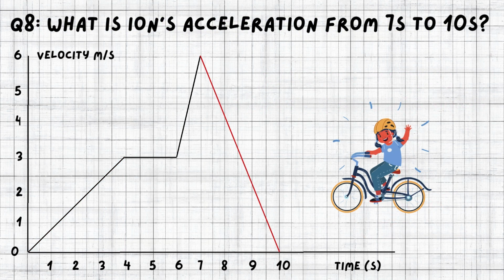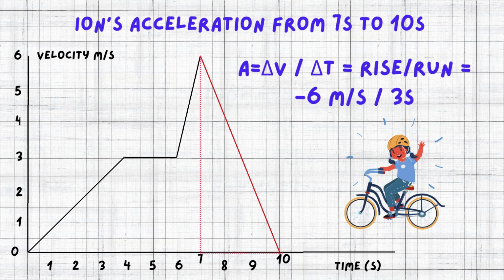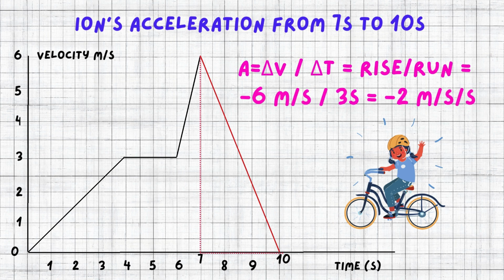Question 8. What is Ion's acceleration from 7 seconds to 10 seconds? Doing the rise over run calculation, we see that the delta V over delta T here is negative 6 meters per second divided by 3 seconds. So it is equal to negative 2 meters per second per second.